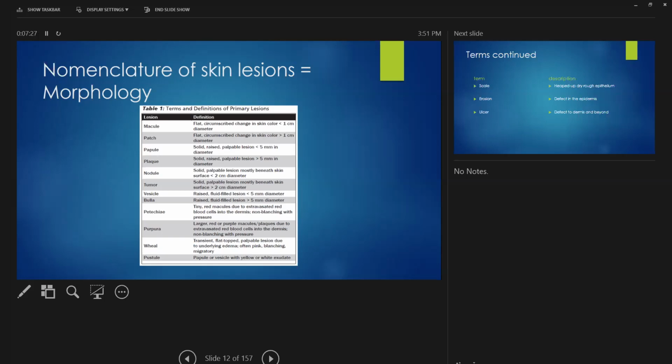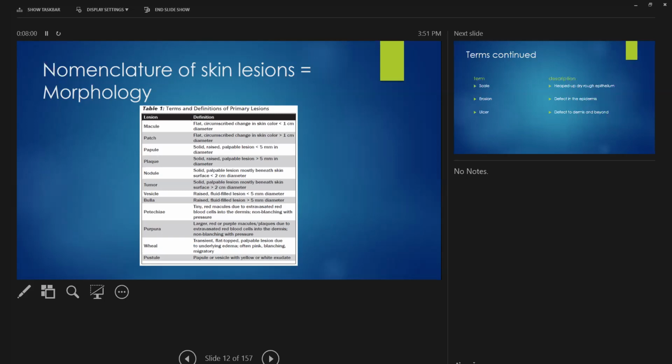A vesicle is fluid filled, less than 5 millimeters. A bulla is the same thing except larger. And then petechiae are these tiny red macules due to extravasated red blood cells into the dermis. These are non-blanching. So this is really why we document blanching or non-blanching. It is to let us know if this is actually blood that's going to the surface, or are we able to blanch that.